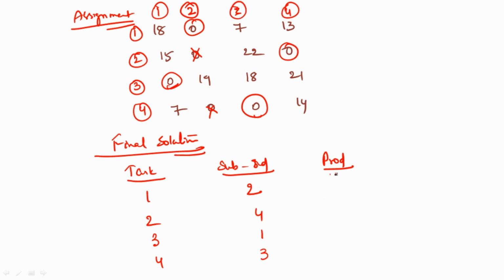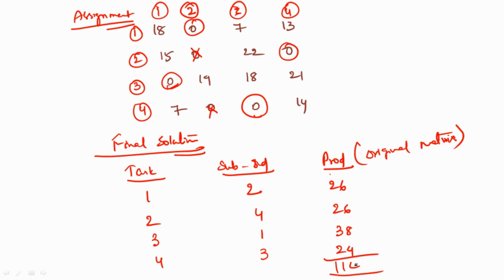Is that clear? For production, you have to pick these numbers from the original matrix and not the converted matrix. This is very important. You got it? Why did we convert? Only for our convenience of solving. So you have to pick up the numbers from the original matrix, not from the converted one. So if you pick the numbers from the original matrix, it's gonna be 26 here, 26, 38, 24. So your answer is going to be 114. Finally, this is your maximum production possible in the given scenario.